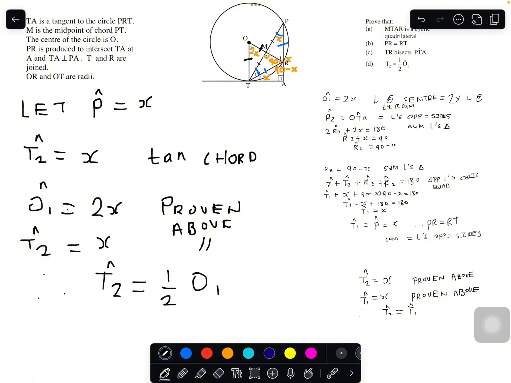Something else I wanted to show you guys with this video is that if you did the work in the previous lines of working out in the other question, you can just say proven above. If you've done something, you don't have to do all that working out again. These questions do follow on to each other.